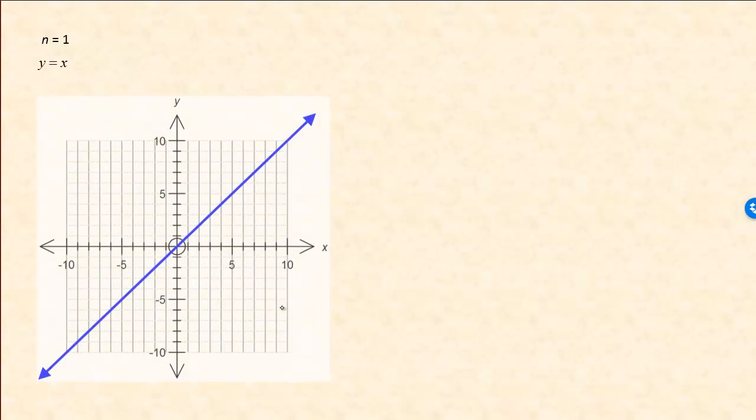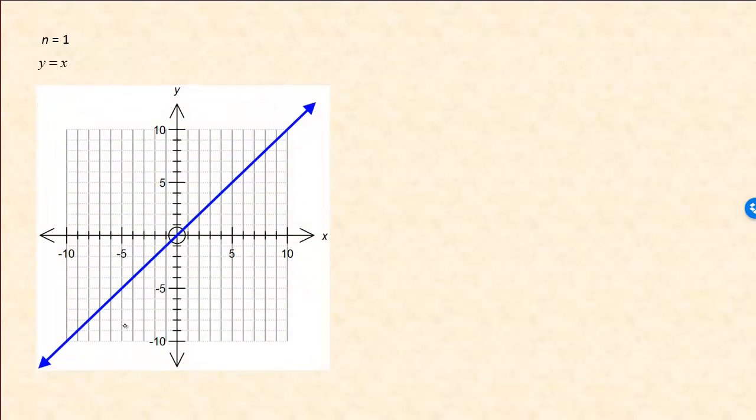So let's start with n equals 1. If n equals 1, then we just have y equals x, and this is a straight line, and you should know this straight line. It has a gradient of 1, and it goes through the origin.